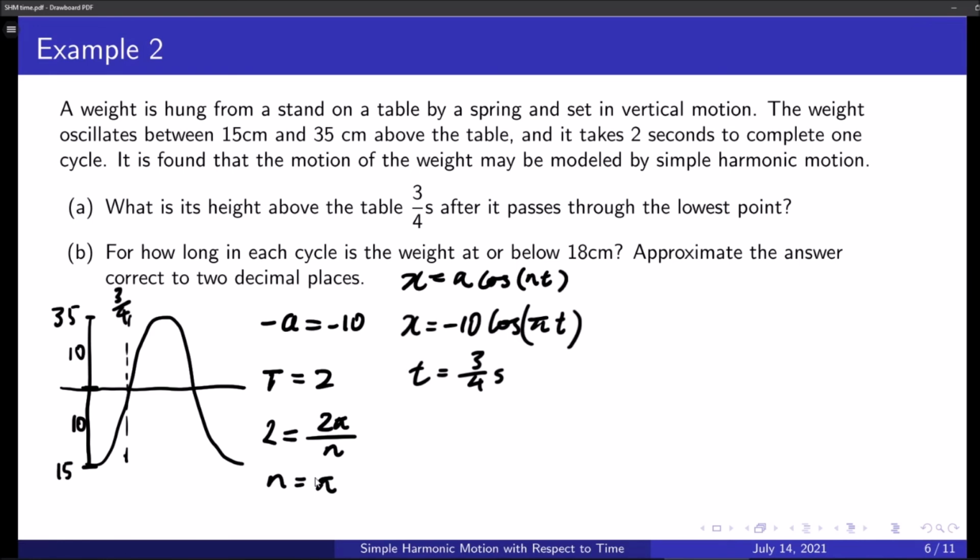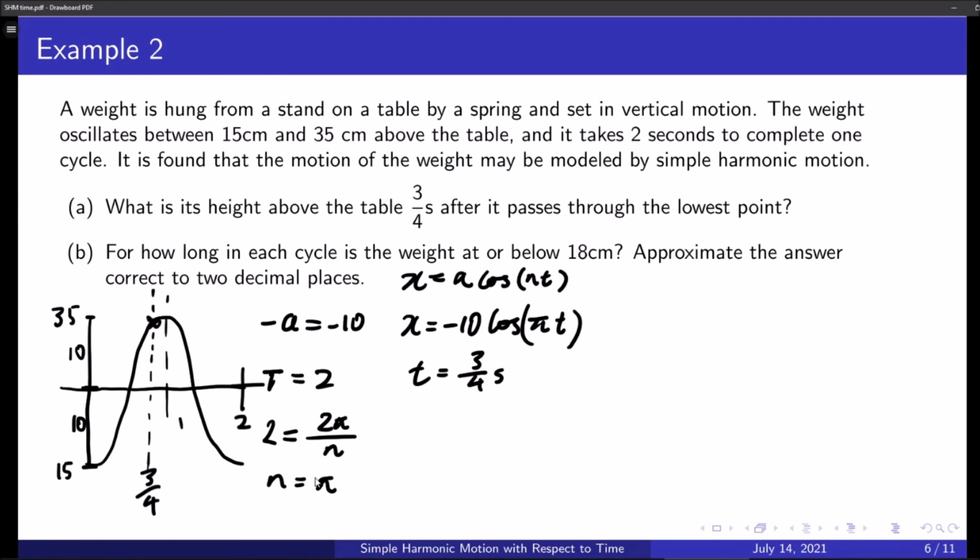So what we can do is actually, you know what? It's probably closer to the top. It'll be somewhere here, because the whole thing has a period of 2, and then this will be 1. So 3/4 is somewhere here. Okay, so we want to find the height. Now 3/4 of a second.